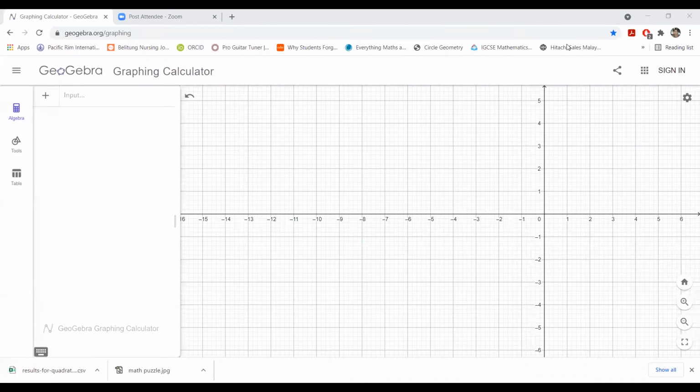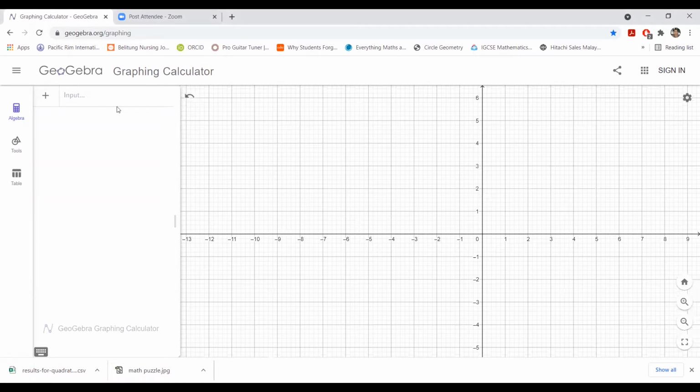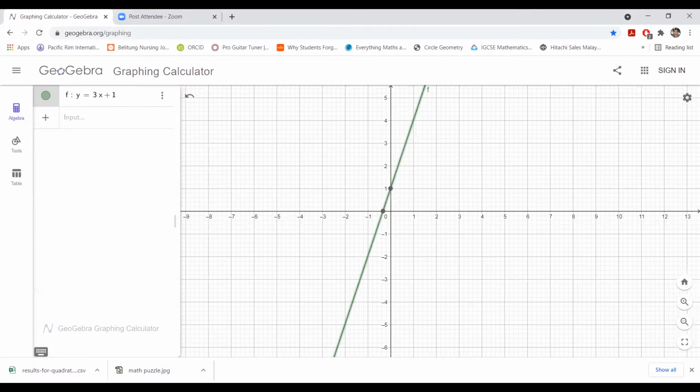Okay, so let's review a bit about inverse functions. I think you probably remember we basically just swap the x and y coordinates. So for example, y equals 3x plus 1. Let's see what that does. Okay, that looks all right. So 3x plus 1, you'll get this equation here.